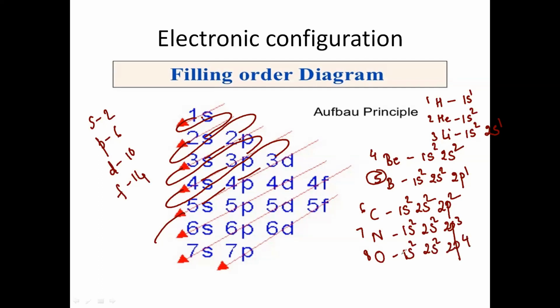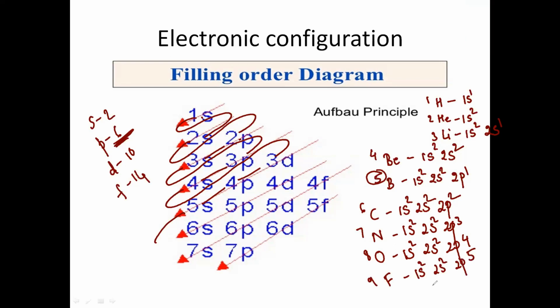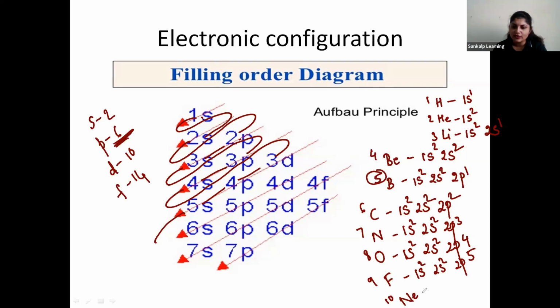The maximum number of electrons accommodated by p is how many? 6. So till 6 electrons are filled, we are going to add in the same shell, p. Then next is fluorine, 9. So it will be 1s2, 2s2, 2p5. Then is your neon. Neon is 10. So it will be 1s2, 2s2, 2p6.